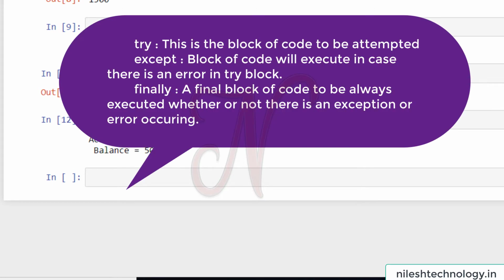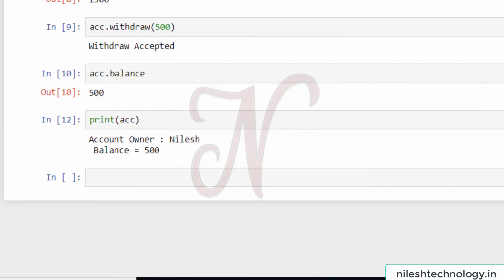There are three keywords for this: try, except, and finally. So in short, what is try? Try is the block of code to be attempted, which may lead to an error. Except is the block of code that will execute in case there is an error in the try block. Finally is the block of code that is always executed, whether or not an exception or error occurs. We will study all of these three keywords, so let's jump to the notebook.